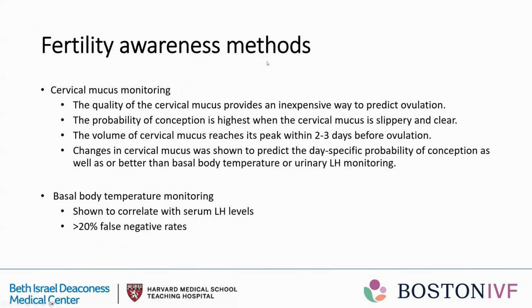Cervical mucus monitoring is another way. It's an inexpensive way to predict ovulation. And the probability of conception is at its highest when the mucus is slippery and clear, and the volume reaches its peak within 2 to 3 days before ovulation. And this way of monitoring has been shown to predict the day-specific probability of conception as well as, or even better than, basal body temperature monitoring or urinary LH monitoring. And I was surprised that a lot of patients actually use this method.